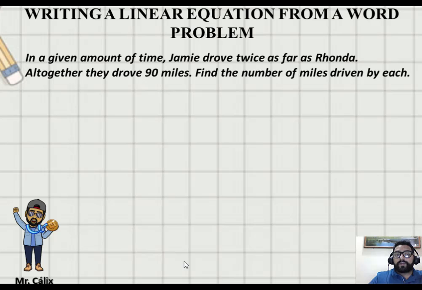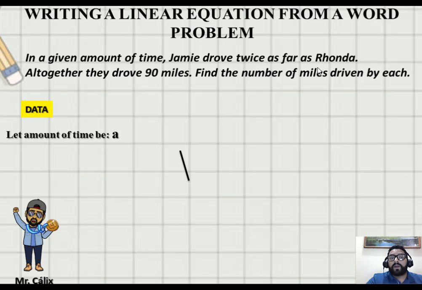Now the second one: in a given amount of time, Jamie drove twice as far as Rhonda. Altogether, they drove 90 miles. Find the number of miles driven by each. In this problem, we don't know how many miles Rhonda drove. And we know that Jamie drove twice as far as Rhonda. So in our data, we are going to start with a condition.